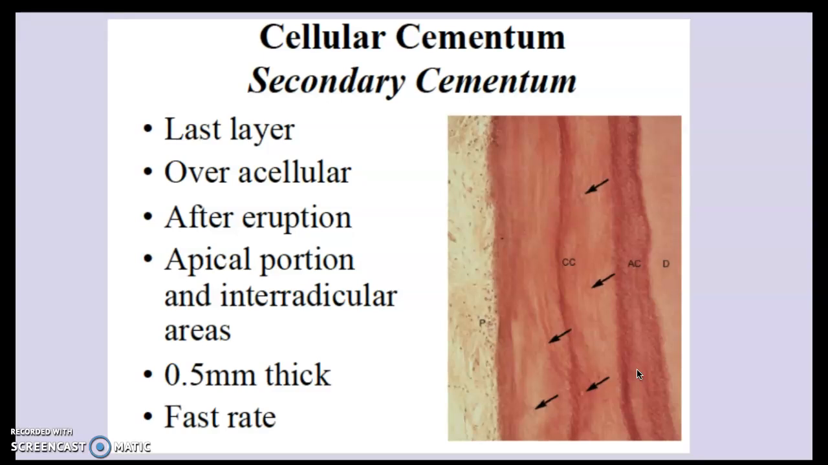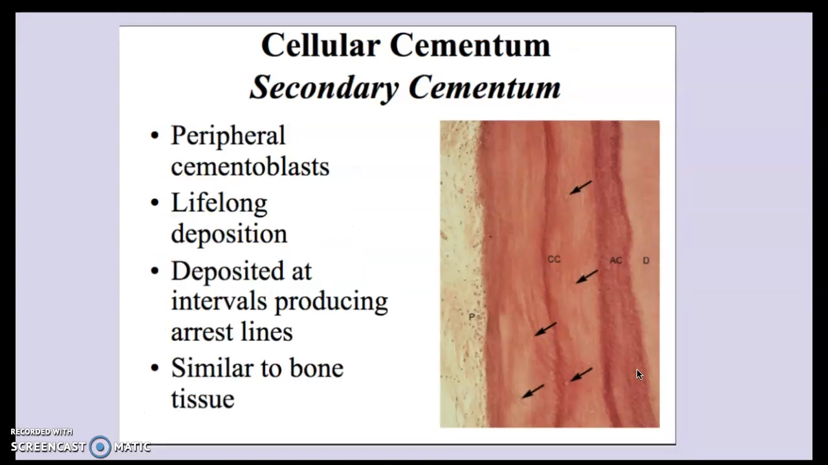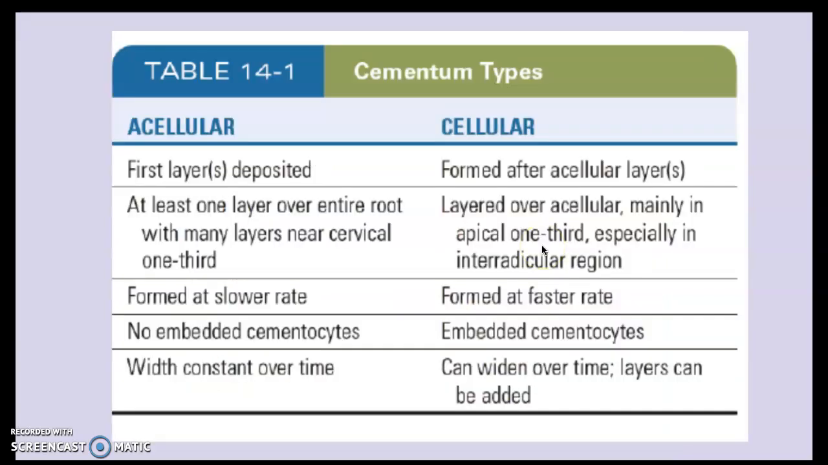For cellular cementum or secondary cementum, this is the last layer. It goes over the primary or acellular. It happens after eruption. Its apical portion in interradicular areas is 0.5 millimeters thick, and it goes at a very fast rate. It has peripheral cementoblasts, it has lifelong deposition, and it has arrest lines. It produces arrest lines, and it's similar to the bone tissue.